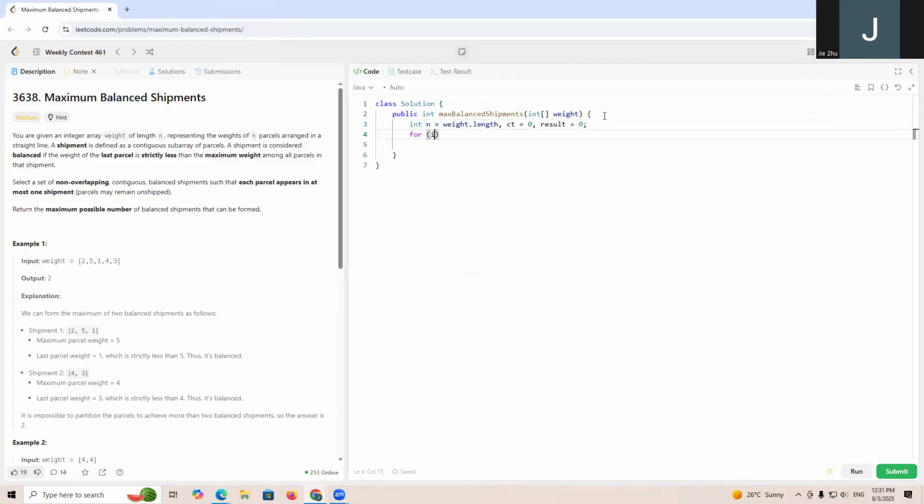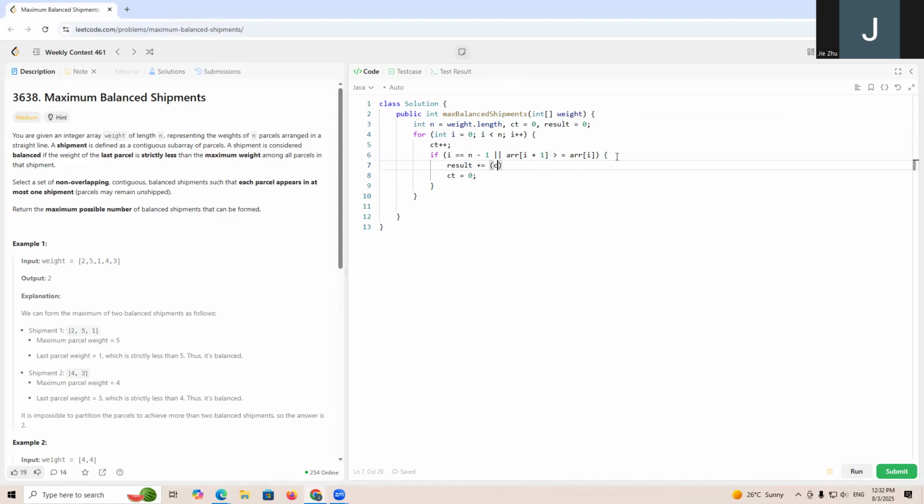So what we do is for int i equals zero, i smaller than n, i plus plus, count should increase every time. If i equals n minus one, or array[i+1] is greater than or equal to array[i], it means this is not a strict decreasing, so we should set count equals to zero. And before we set this to zero, our result should add count divided by two. So return result.